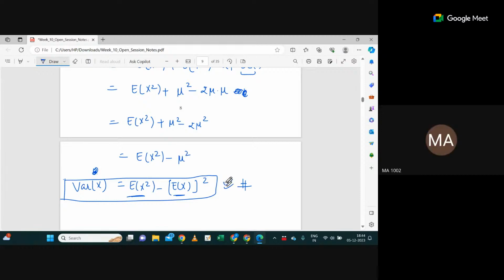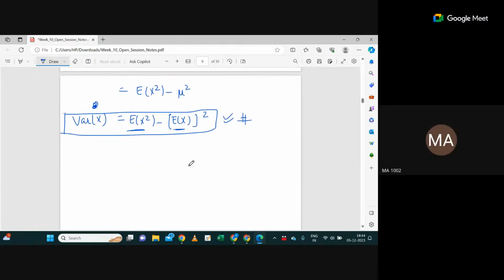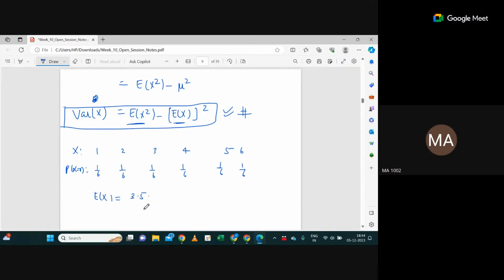Of your random variable. Okay, so let's take the dice example. For that, the values were 1, 2, 3, 4, 5, 6, right? And what were the probabilities? It was 1 by 6 for each of them. And we found the expected value of x as 3.5, right?